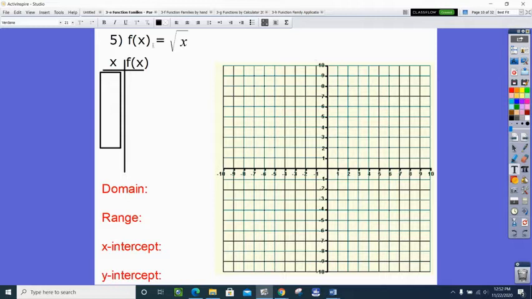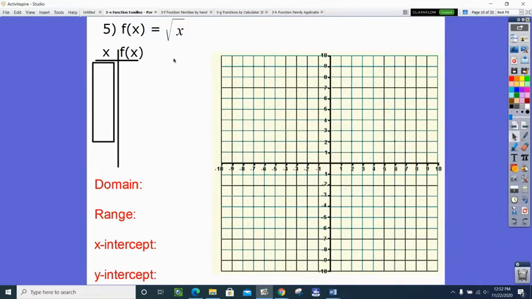Okay, the next one is f of x equals the square root of x. And here's the first one where our fave 5 are going to fail. So we're not going to use our fave 5 because in the real number system, putting a negative under the square root is not going to work. So our minimum input in this case would be 0.